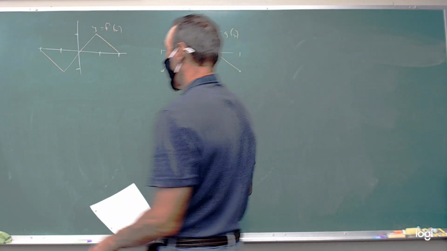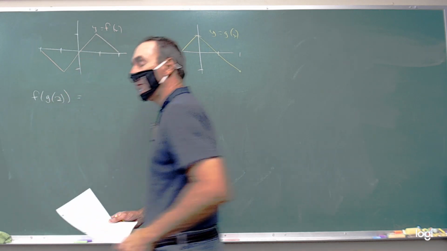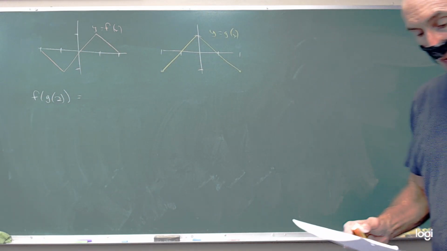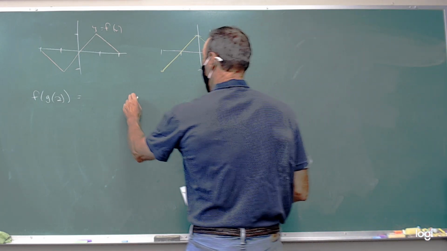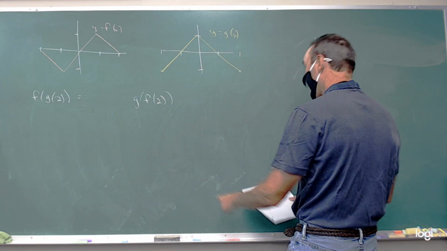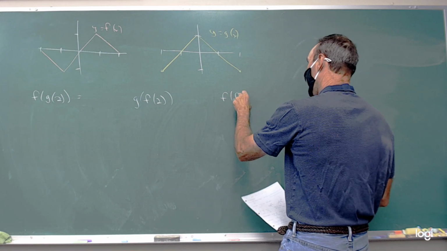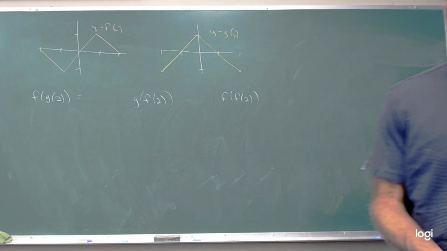So we can ask, for example, what is f of g of 2? So I'm going to let you do that. I'll put another one down there for you too. Let's do g of f of 2. And for fun, let's do f of f of 2. So see if you can come up with those, and then we'll talk about them.